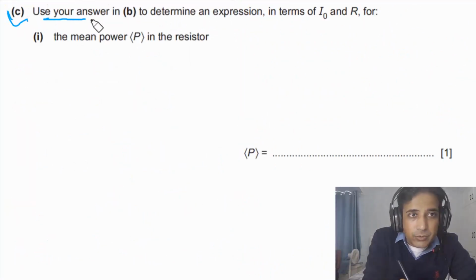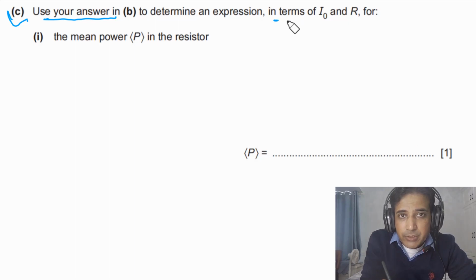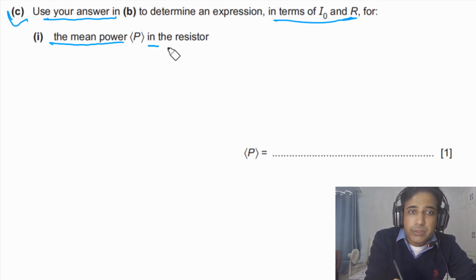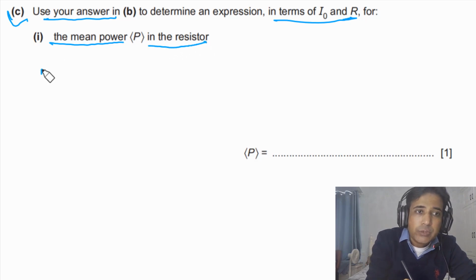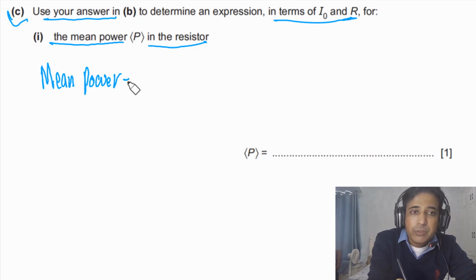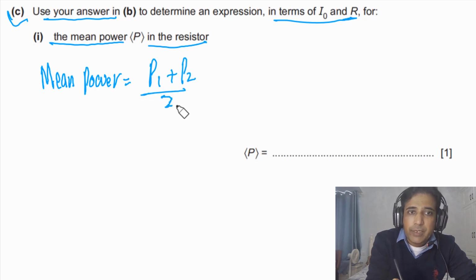Part C says use the answer in B to determine an expression in terms of I naught and capital R for the mean power in the resistor. So how do we calculate the mean of something? In this case, we need to calculate the mean power. So mean power simply will be equal to P1 plus P2 divided by 2.